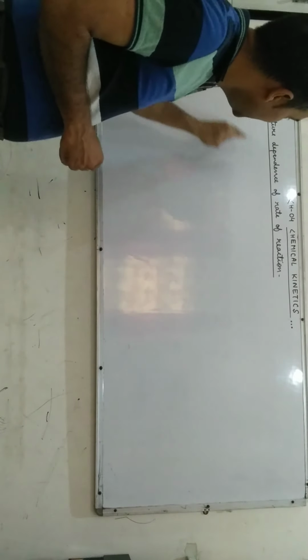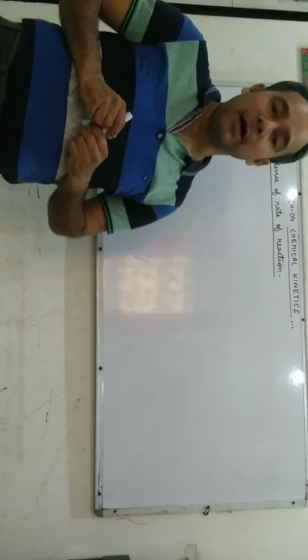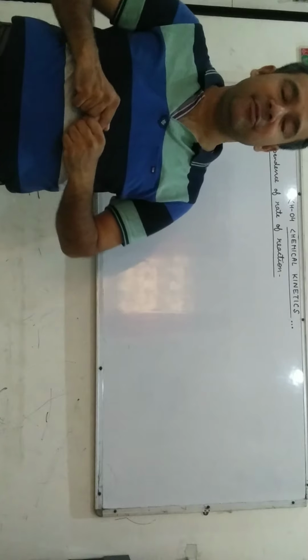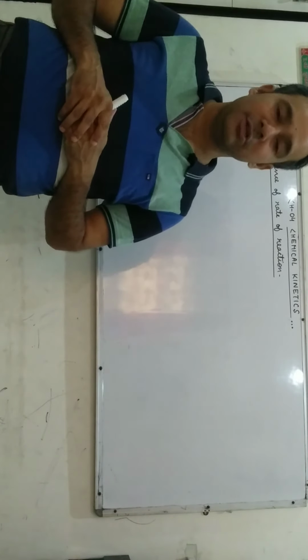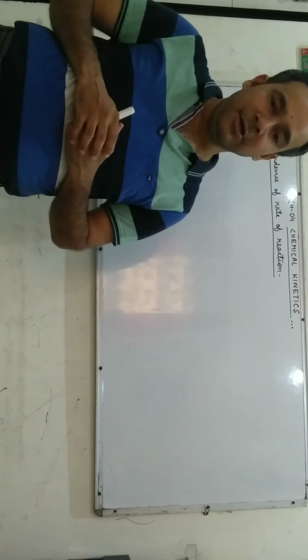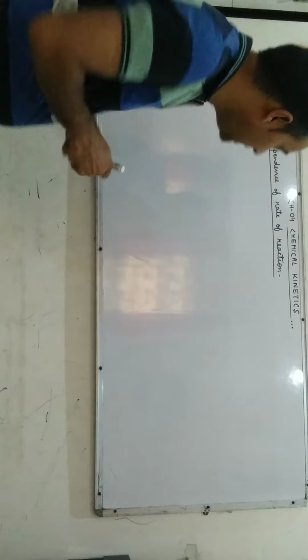Good morning, student. Today we discuss temperature dependence of rate of reaction. It has been found for a chemical reaction with 10-degree increment in temperature, the rate constant becomes double or even more than double. Arrhenius was the first scientist who propounded a relationship between the rate constant and temperature.